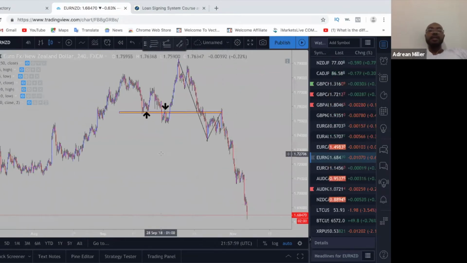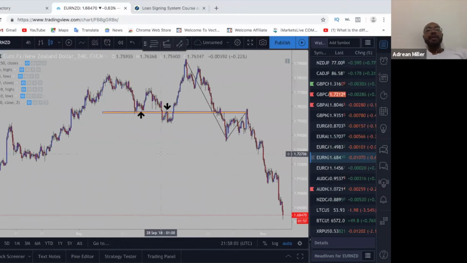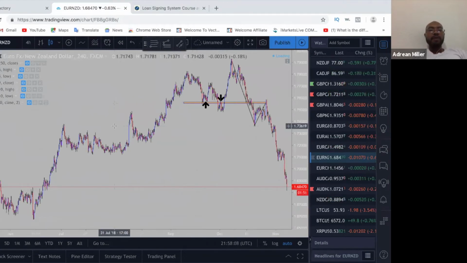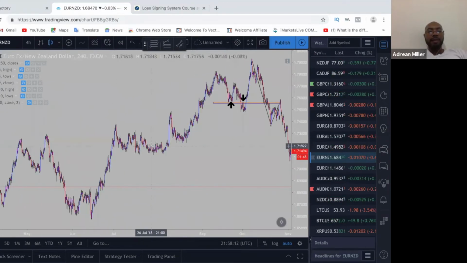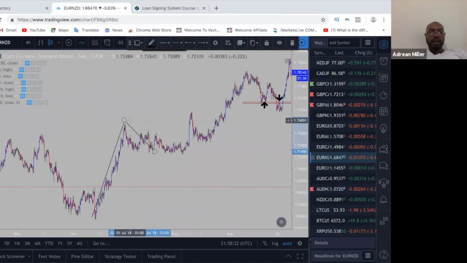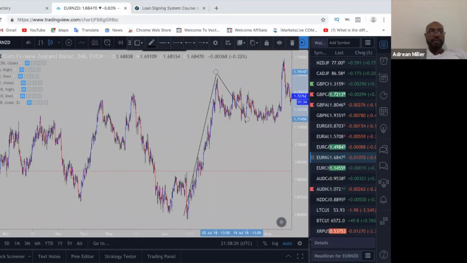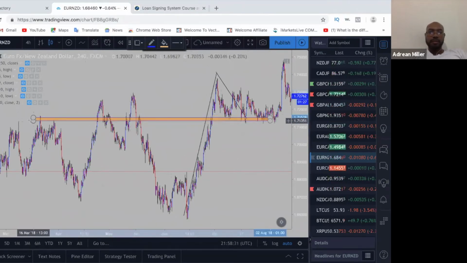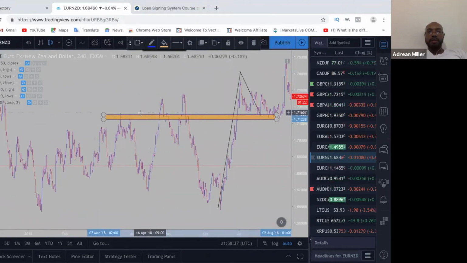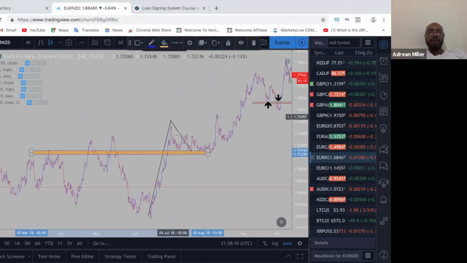This happens, ladies and gentlemen, every single time. If we become patient enough to wait, even if we look back in the past here, let's keep on looking back in the past. Impulse move, correction, look to the left, what do we see? We see a level of support and resistance, right?